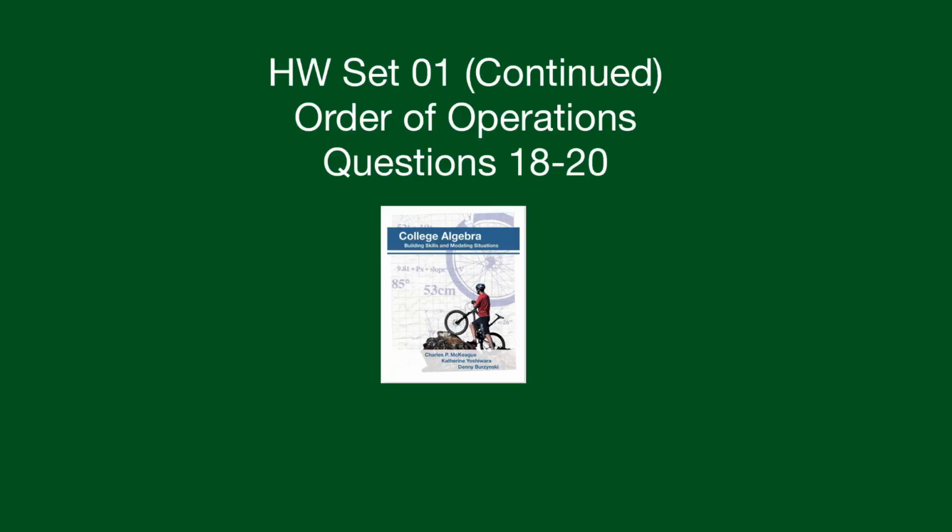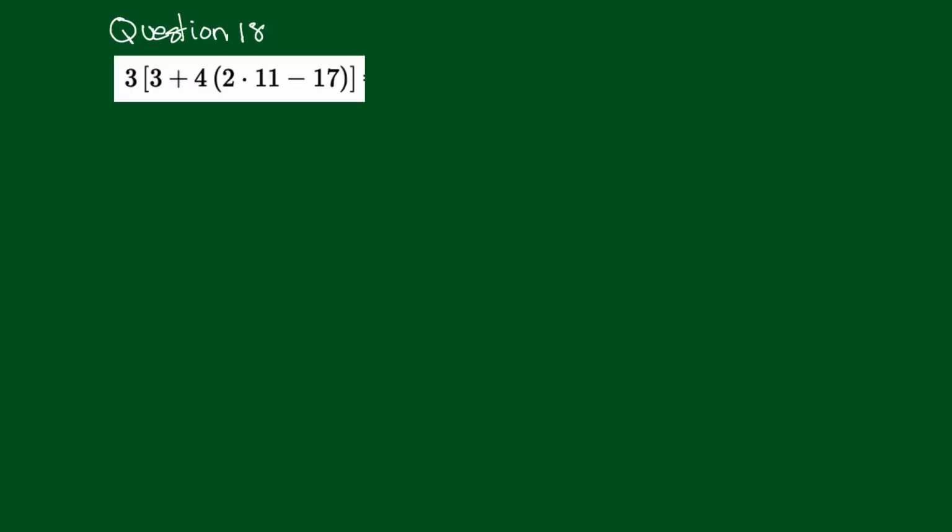This is homework set number 1, continued, the order of operations. We're going to look at questions 18 through 20. Now here in problem 18, look what we have. We have a closed bracket here and then a parentheses. Those are called grouping symbols.